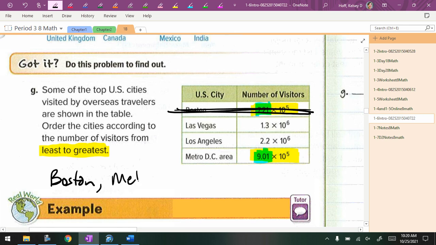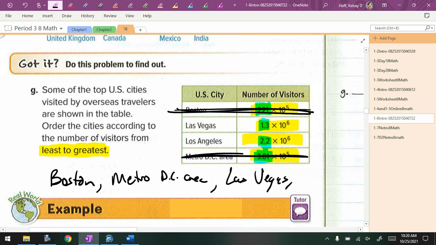The Metro DC area. Okay, now I have two 10 to the 6th. Same thing. Look out front. Which one's smaller? Las Vegas. And the city with the greatest? Los Angeles. The hardest part, I think, of this one is knowing, is it least to greatest or greatest to least, right?